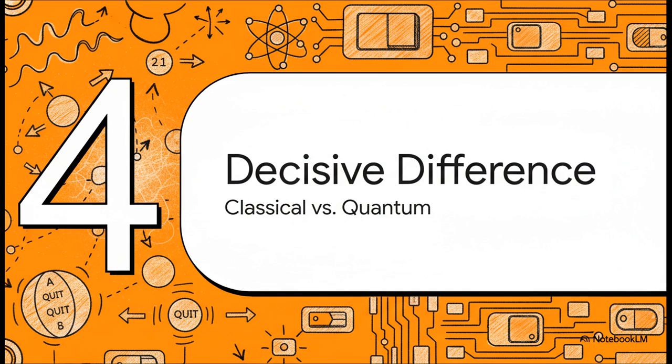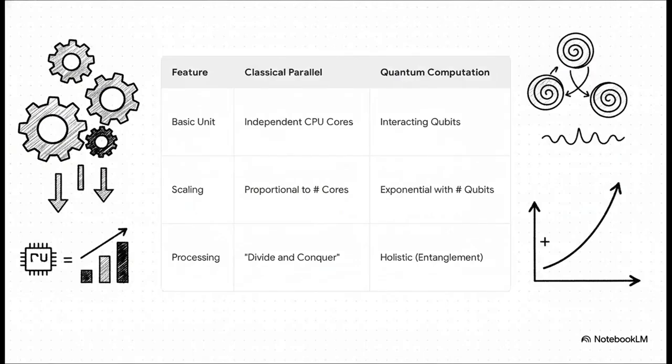Okay. Let's put it all together. Let's do a head-to-head comparison and see just how different these two worlds really are. And this really breaks it down, right? On one hand, you've got classical computing, with its independent workers dividing and conquering. Its power grows proportionally. Add a core, get a bit more power. On the other hand, you have quantum. Its basic units are interacting entangled qubits. The processing is holistic. The whole system works together as one giant interconnected brain to solve the problem all at once. And its power scales exponentially.